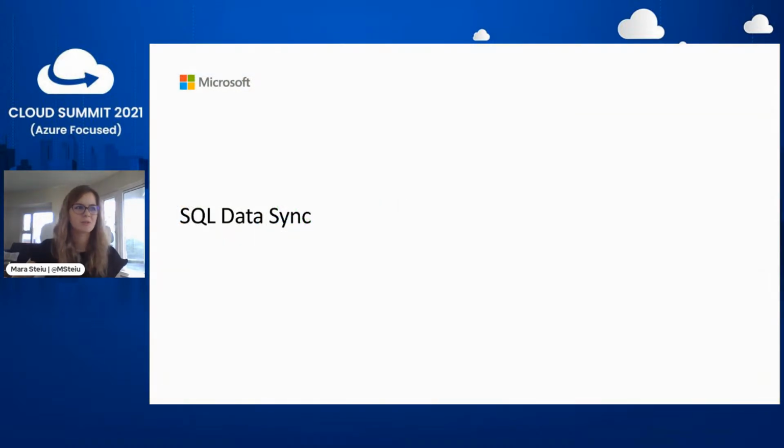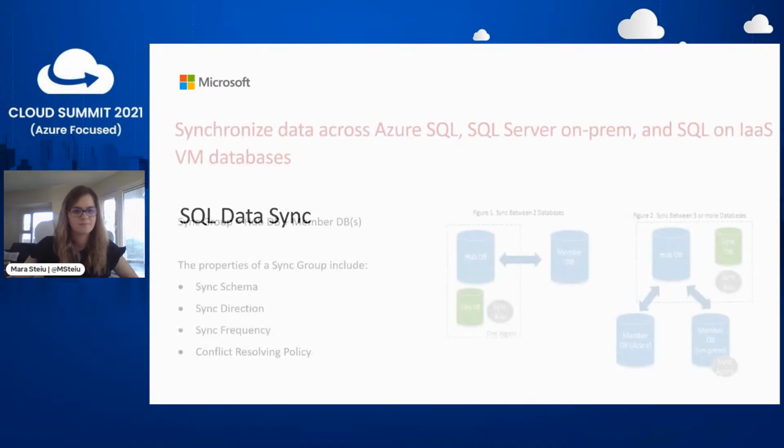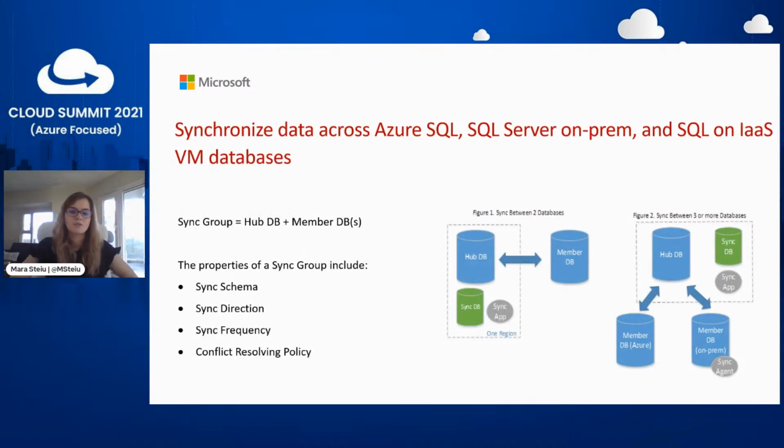So now we are going to look at SQL Data Sync, which is a different replication option, which actually allows both unidirectional but also bidirectional replication. So it allows you to synchronize data across Azure SQL and SQL Server on-prem or on your VM. And the whole concept of sync revolves around this idea of a sync group, which consists of a hub database and potentially one or more member databases.